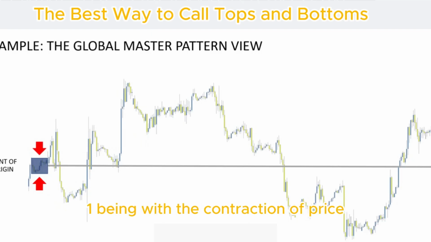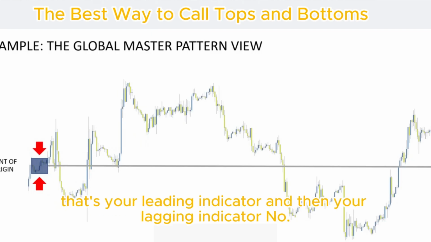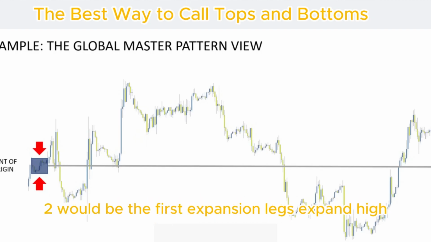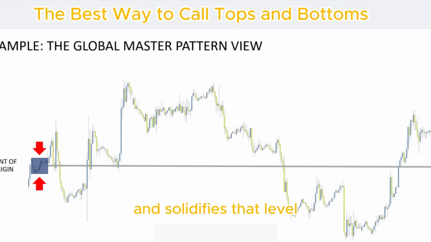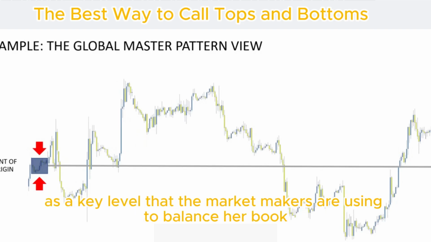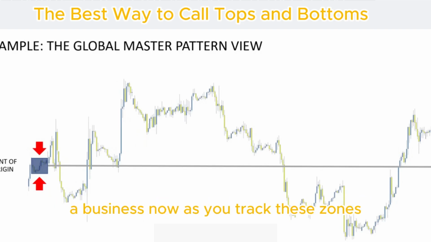Number 1, the contraction of price, is your leading indicator, and then your lagging indicator, number 2, would be the first expansion legs. You expand high, expand low, or expand low, expand high. It doesn't matter the sequence, but that's what points back and solidifies that level as a key level that the market makers are using to balance their book of business.